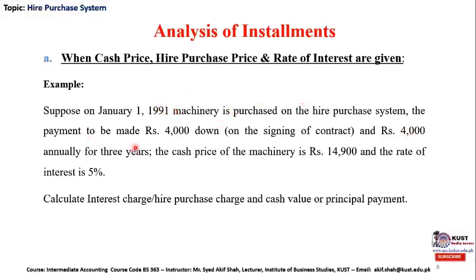The payment to be made was rupees 4,000 down. It means that at the date of signing the contract with the vendor, the purchaser was supposed to pay 4,000 down, and 4,000 annually for the 3 years. So in total, 4,000 multiplied by 3 is 12,000 rupees, and the down payment makes up 16,000 of total payment to the vendor over the period of 3 years. However, the cash price of the machinery is 14,900 and the rate of interest is 5%.